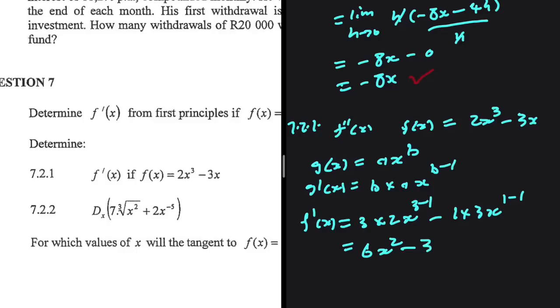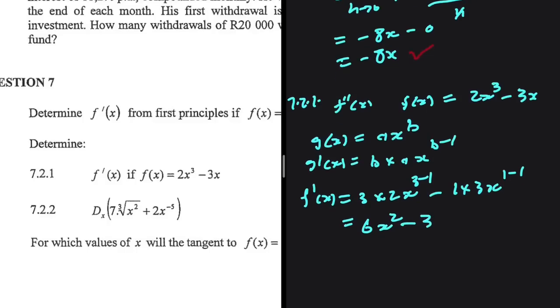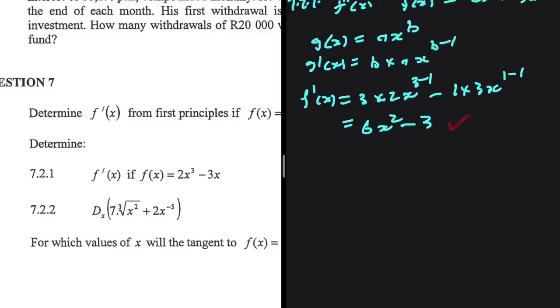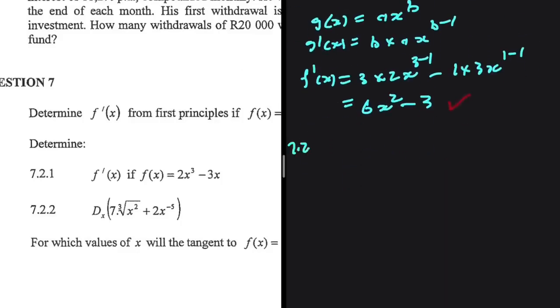X to the power 1 minus 1 is x to the power 0. Any number to the power 0 is 1. So our answer here is 6x squared minus 3. Let's see, does it make sense? 6x squared minus... Yeah, I think it checks out. So that is 7.2.1. Let's take a look at 7.2.2.